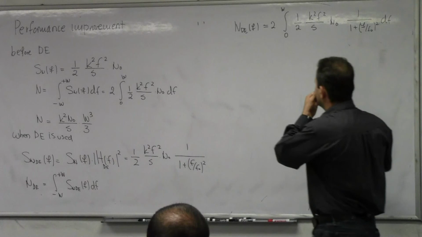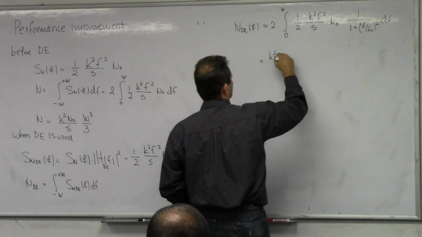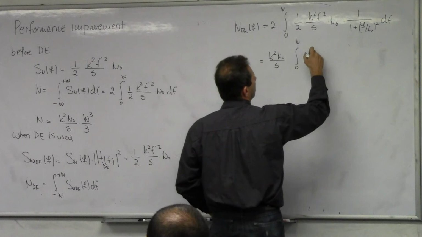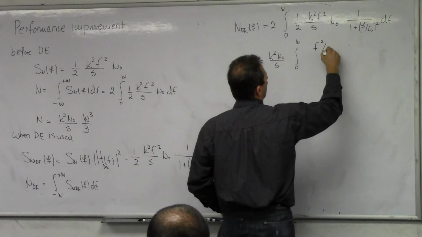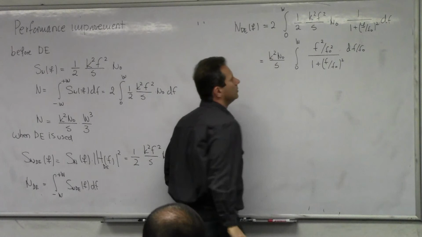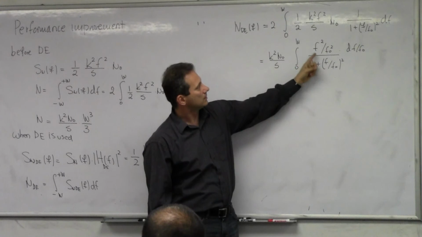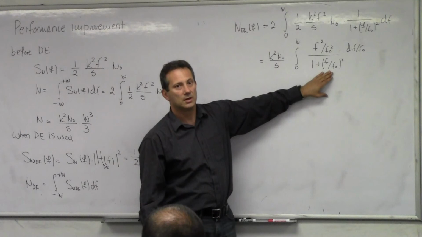Let me just take one more step at least. 2 times 1/2 is 1. So I can take out k squared N0 over S. Integral from 0 to W. Then what I'll do is I'm going to say f squared over f0 squared df over f0 over 1 plus f over f0 squared. Do you see what I did? I divided everything here by f0 squared to get everything in function of the variable f over f0. Now I have to multiply by something to make everything balance. What do I need to multiply by?